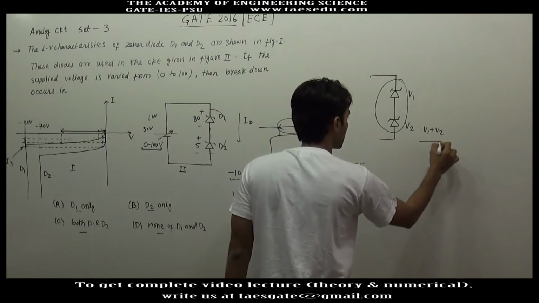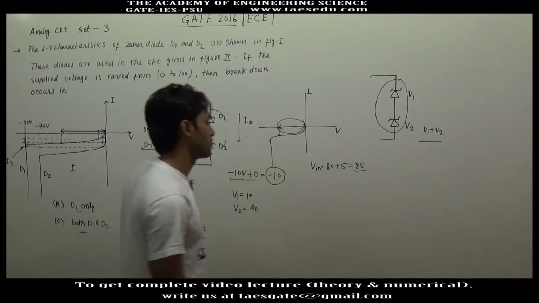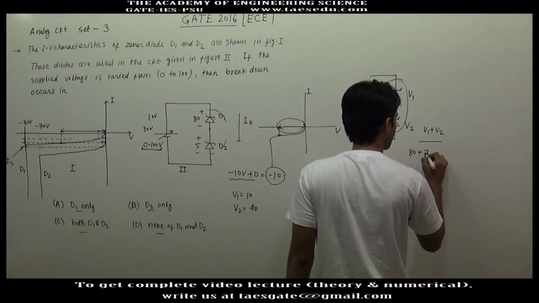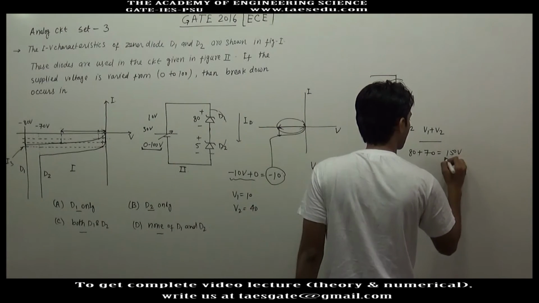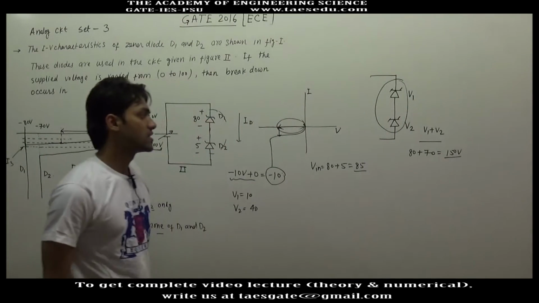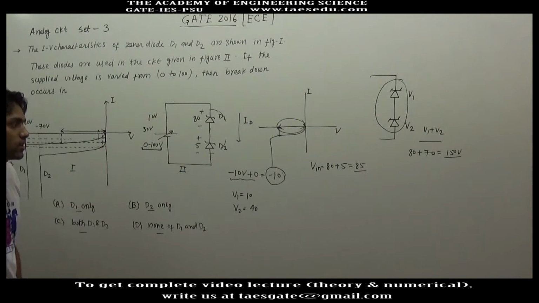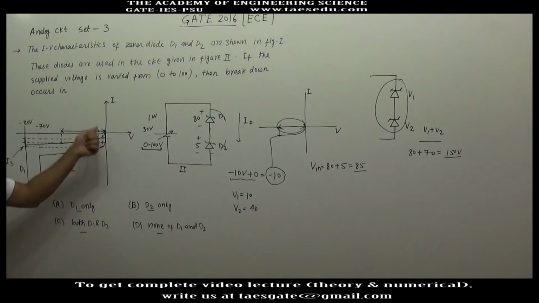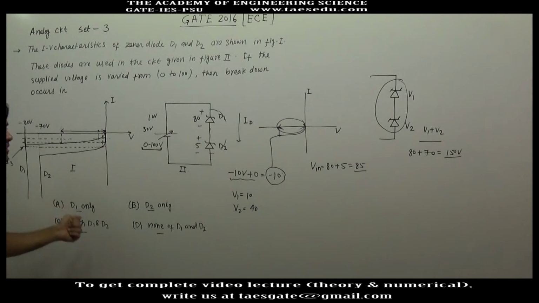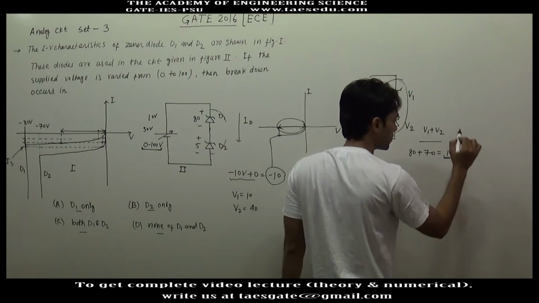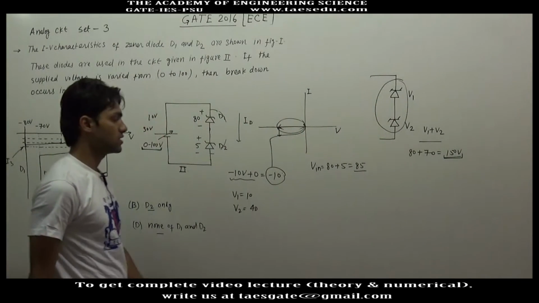If you think this way, the breakdown voltage of the first diode is 80 volt and the breakdown voltage of the second diode is 70 volt. This will come out to be 150 volt, and we will say that if 150 volt is applied, then both the diodes will break down, otherwise no diode will break down. But in this question the voltage and current characteristics are different, that's why 150 volt will not be required to break down these diodes.